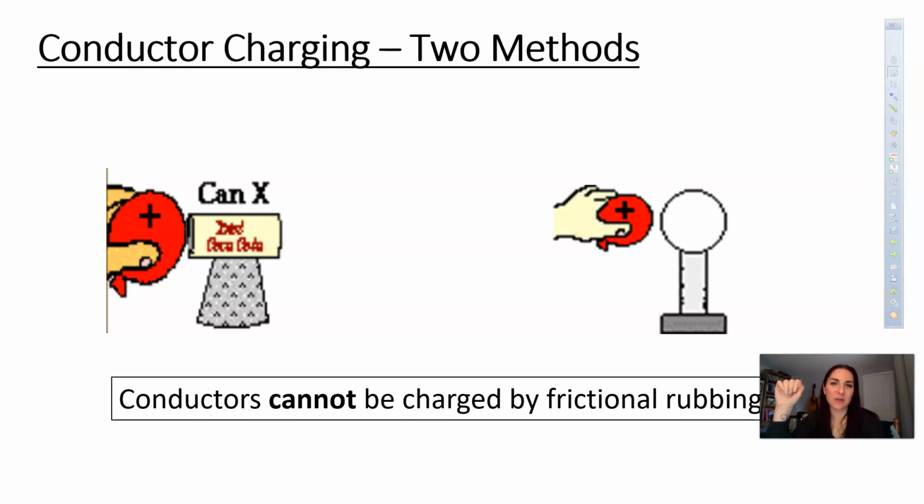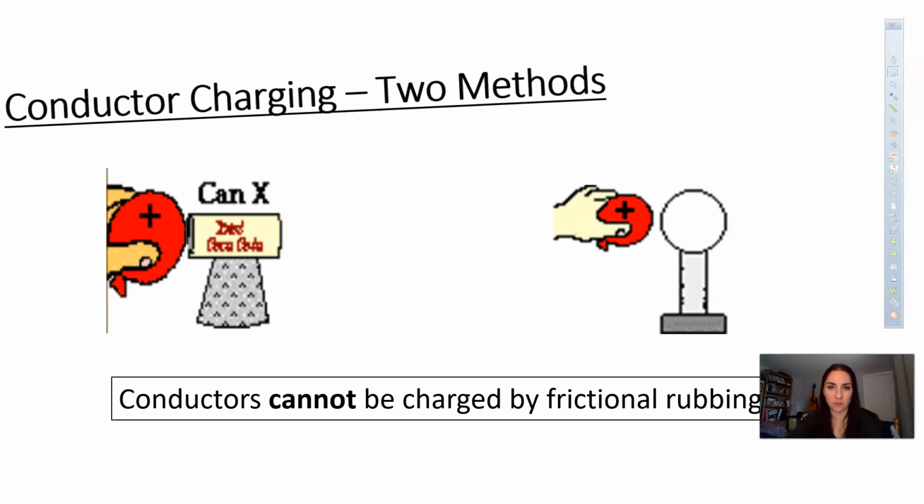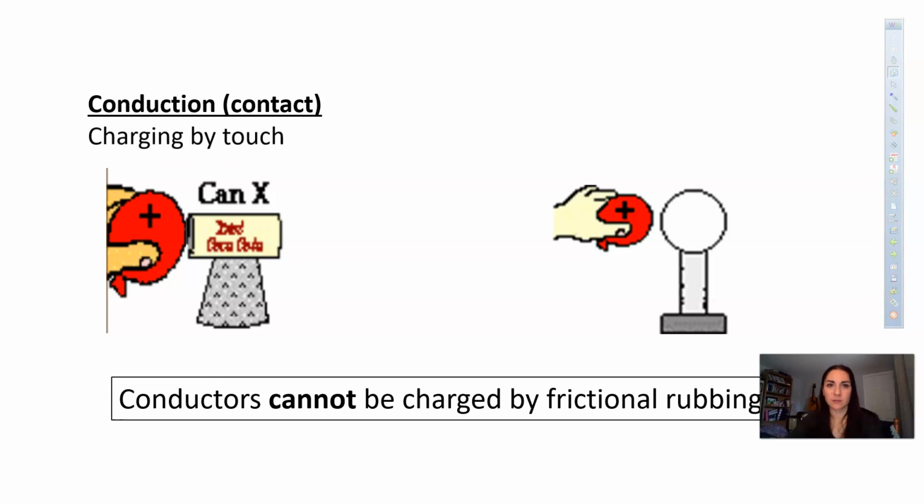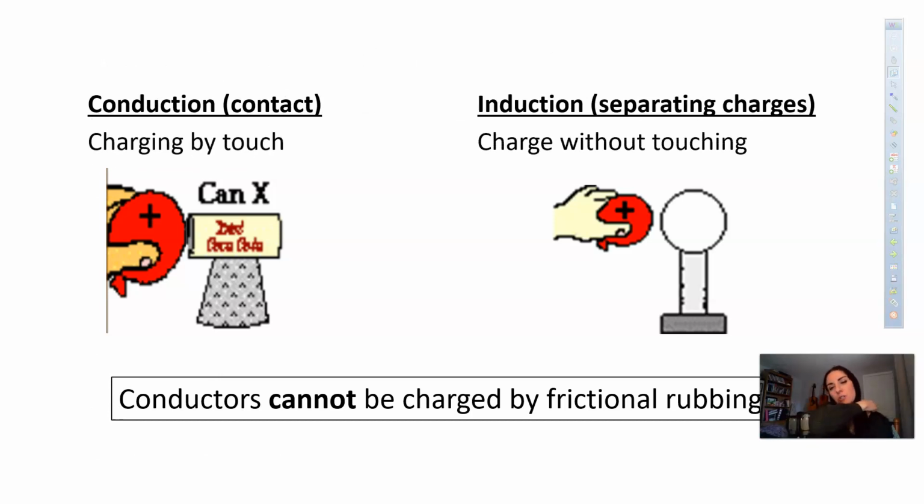So now I'm going to talk about conducting. I can charge conductors by two methods, by conduction and induction. Now I actually have to charge them differently than frictional rubbing.